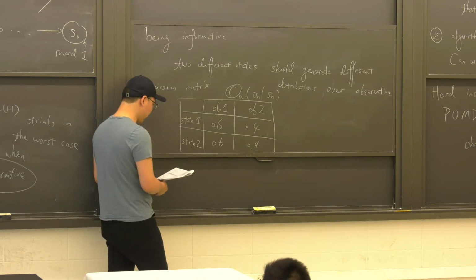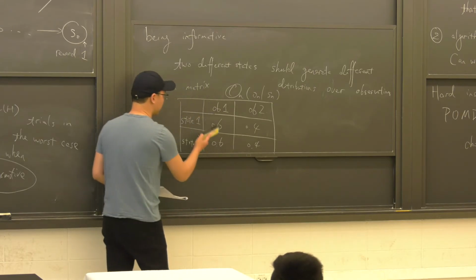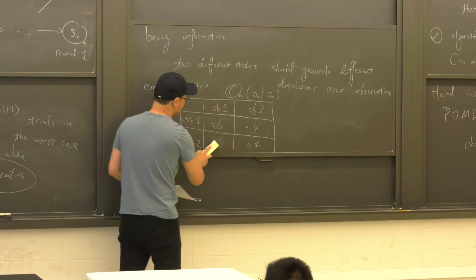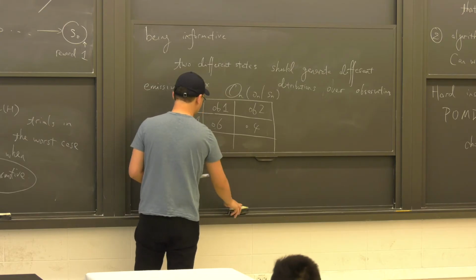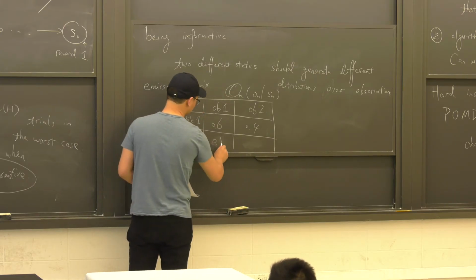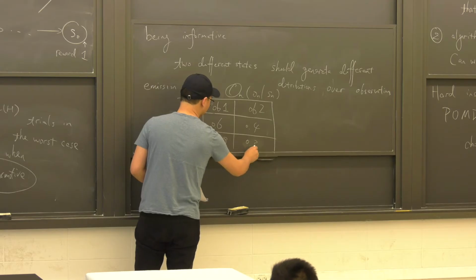So what is informative? Informative essentially says we should not have the same distribution. So as long as they can be different, it's fine. So for example, it's like 0.59, 0.41.